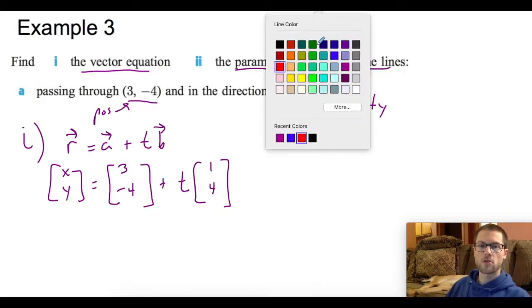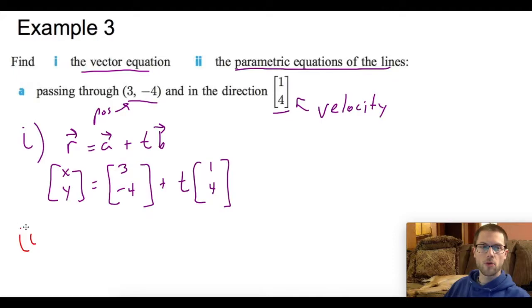The second one is to write the parametric equations. And the beauty about this is we've really already done the work for us. The parametric equations, really, if I just isolate each component of my vector equation, I have the parametric equations. So x is going to equal 3 plus t, or 1t, and y is going to equal negative 4 plus 4t. That's it. All that there is to it. In this next example, I want you to try on your piece of paper what the next problem looks like, and I will show you the answers when you're ready to hit play.